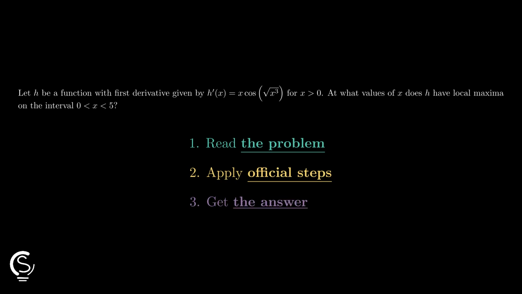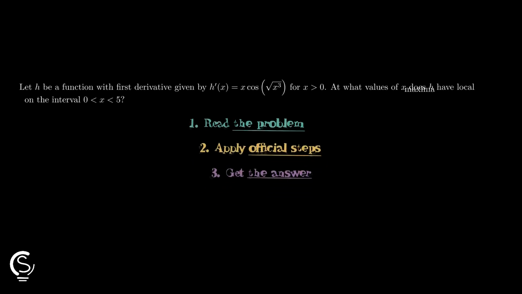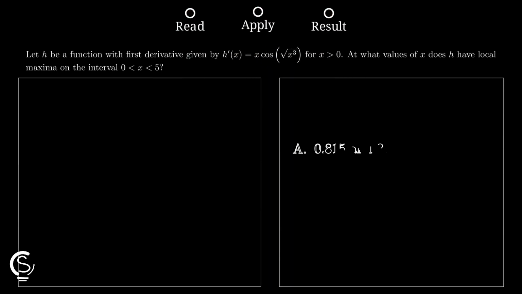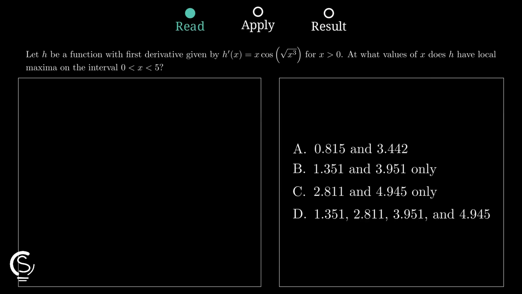I got your back. Finding local maxima for this function is actually super fast if you follow these simple steps. Let's solve this calculus problem together right now. First, remember that a local maximum occurs only when the first derivative changes from positive to negative. We need to find where our given function h prime of x equals 0.